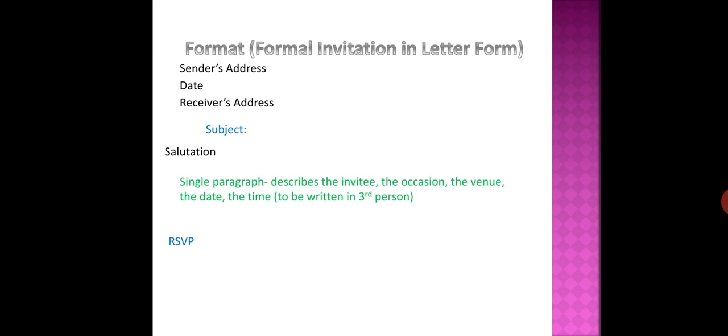Instead of mentioning yours sincerely at the end, as is the case in formal letters, RSVP is mentioned followed by the name. Now, all invitations and replies are to be enclosed in a box. This is also to be kept in mind. Now, a sample exercise of formal invitation in letter form.